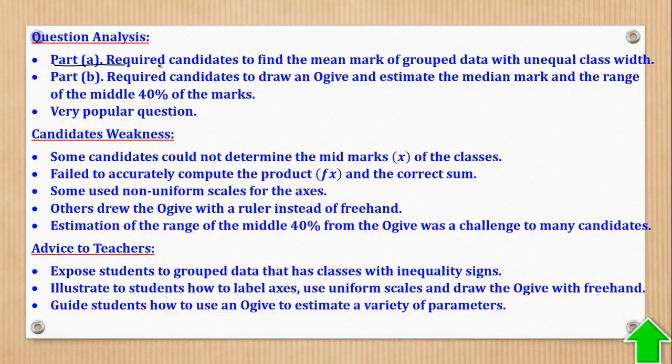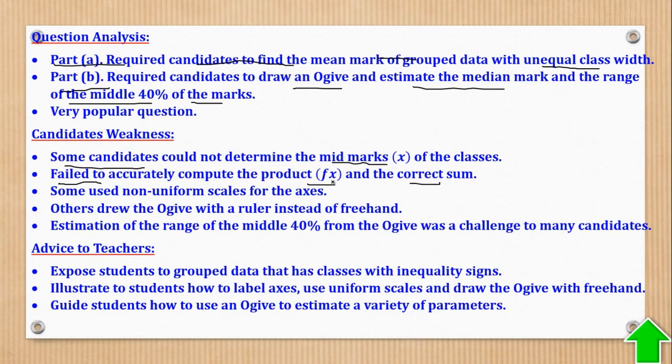So part A required candidates to find the mean mark of grouped data with unequal class width. And part B required candidates to draw an ogive and estimate the median mark and the range of the middle 40% of the marks. So the weakness is that some candidates could not determine the mid-marks X of the classes. So for the mid-mark you have to add and divide by 2. Then also candidates failed to accurately compute the product fx and the correct sum.